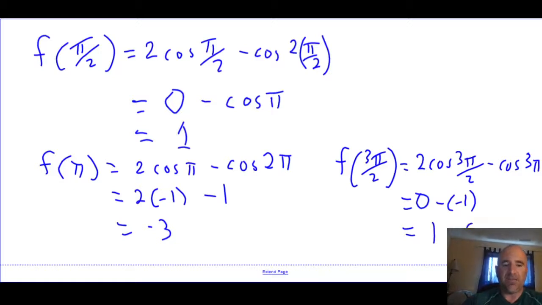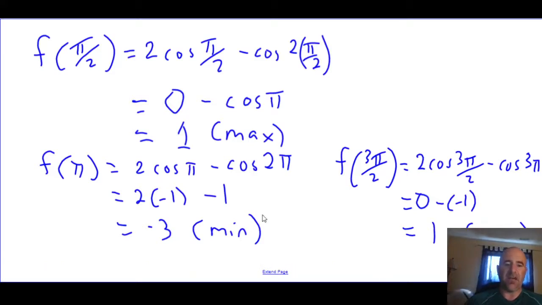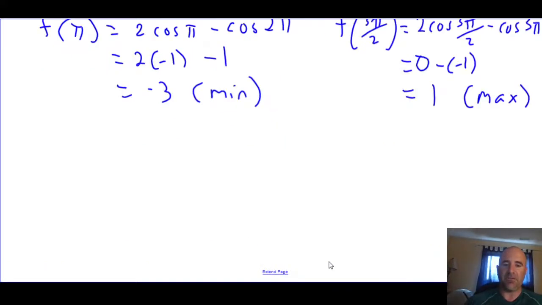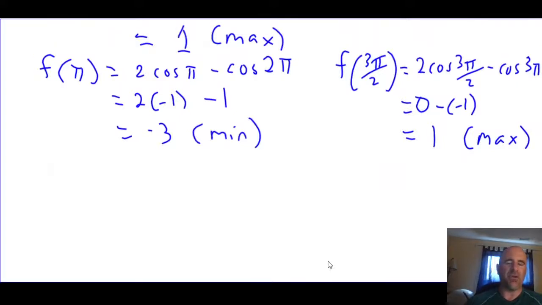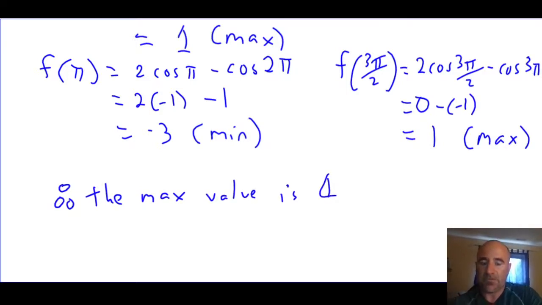So we have our two max values, which are both at the endpoints, and our minimum value. And by the way, when we talk about maximum and minimum values, they correspond to points on a graph, but it's really just the y value that we refer to as the max or the min. So we could say, therefore, the max value is 1, and the minimum value is -3.